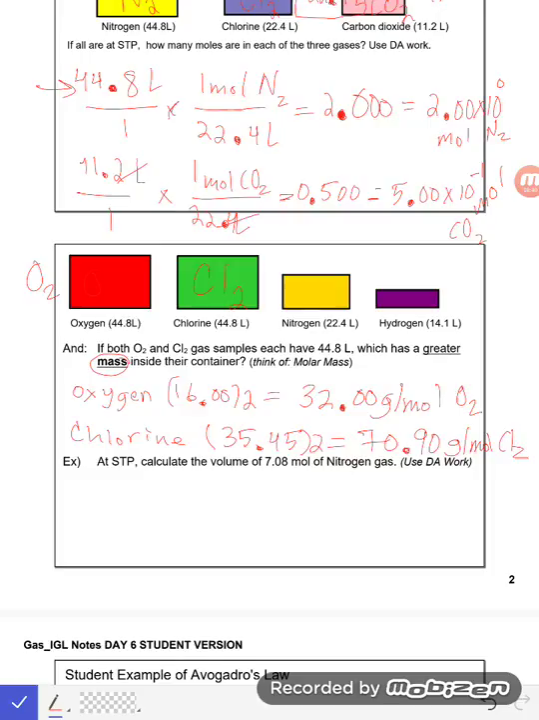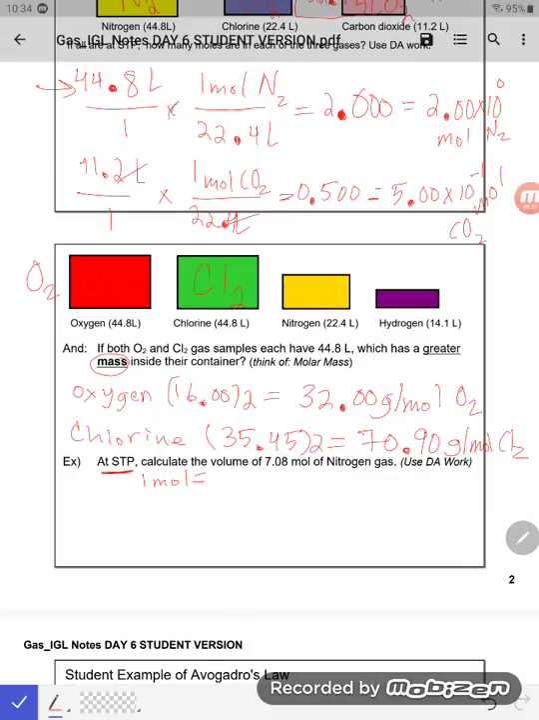So example problem here, tying it all together. You see at STP, and because you see at STP, that allows us to use our 1 mole is equal to 22.4 liters. So at STP, calculate the volume of 7.08 moles of nitrogen gas. And so as the usual, we'll put our given over 1. 7.08 moles of nitrogen gas.